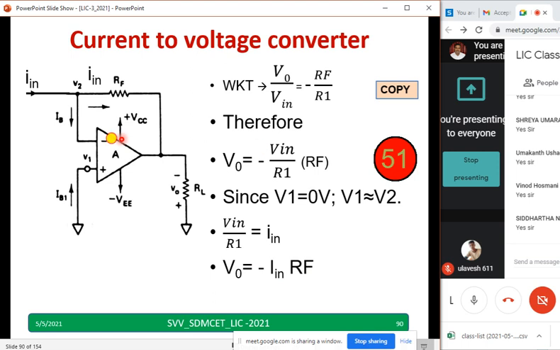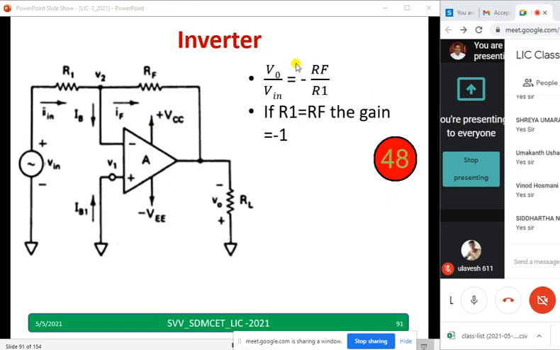So just copy down this diagram and these 3 lines. You have 40 seconds. So with phase shift you will get an inverter. RF equal to R1, note down the 2 lines. If R1 equal to RF, the gain becomes minus 1 because I am choosing R1 and RF the same values. The circuit is same, only I am choosing R1 equal to RF, and because of that V0 divided by Vin will become equal to minus 1. Take another 6 seconds and then you will go to the next line. Hardly 2 lines you have to copy.